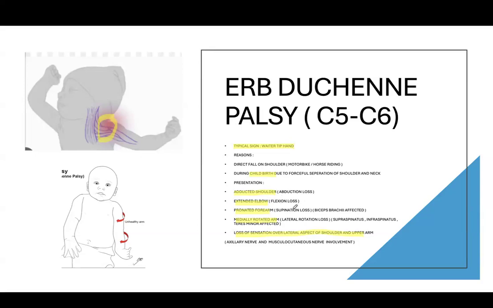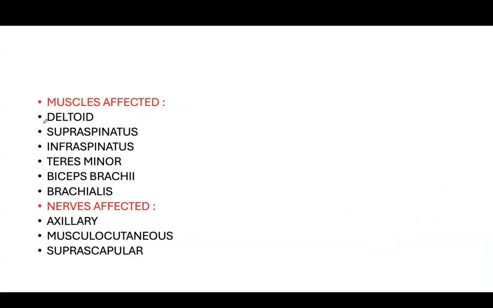The extended elbow is due to flexion loss. The pronated forearm is due to supination loss, which is because the biceps are affected. The medially rotated arm is because of the lateral rotation loss, which is because of the supraspinatus, infraspinatus, and teres minor being affected. That is the rotator cuff muscles, obviously. And the loss of sensation is because of the cutaneous superficial nerves that are coming from this part of the brachial plexus.